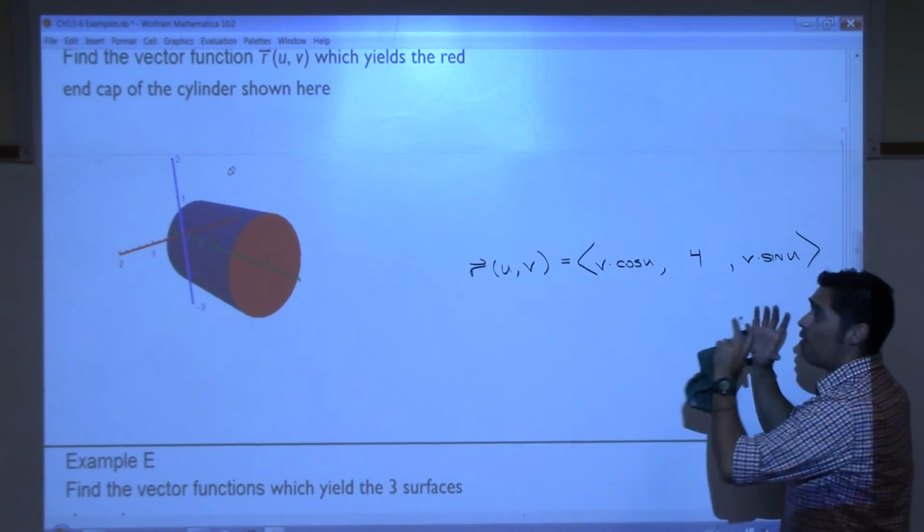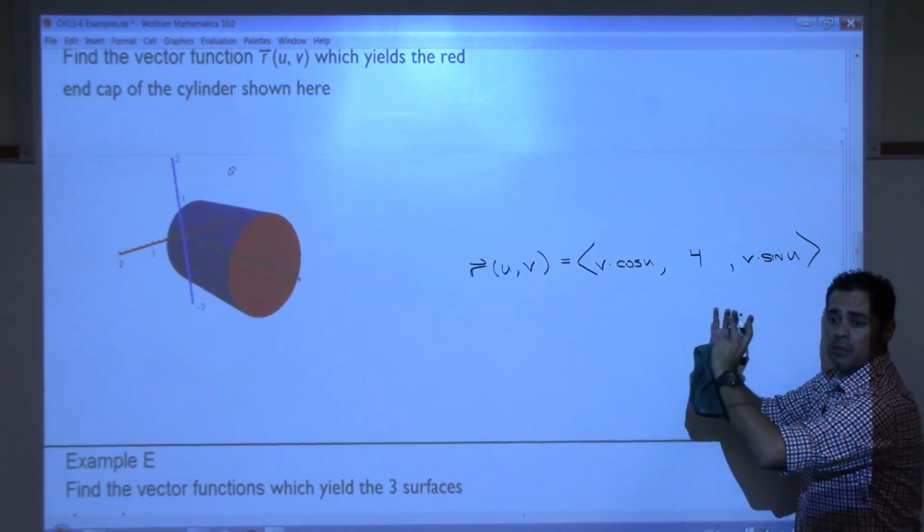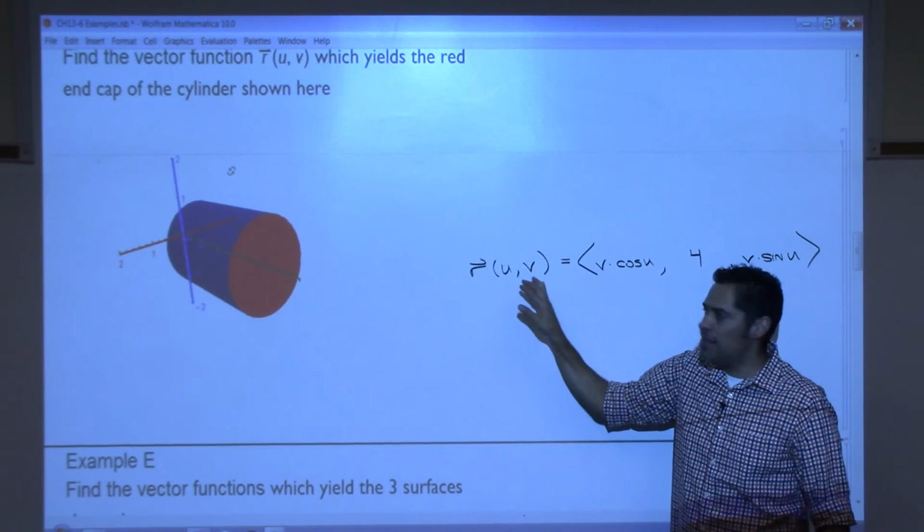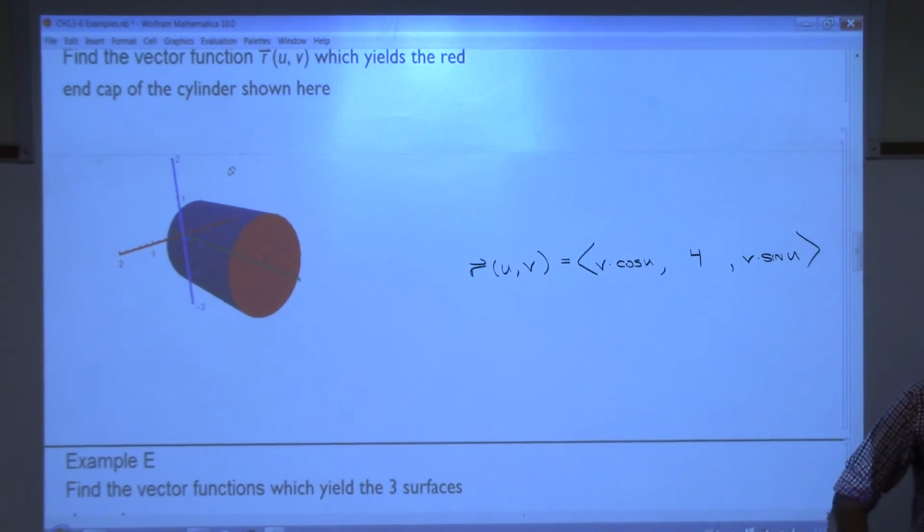What if I wanted to draw the whole solid? Well, I can't use these, okay? These only draw surfaces. Now, you could introduce a third variable, but we're not going to. You could, though, and that would solve the problem somewhat. All right, so this is it.